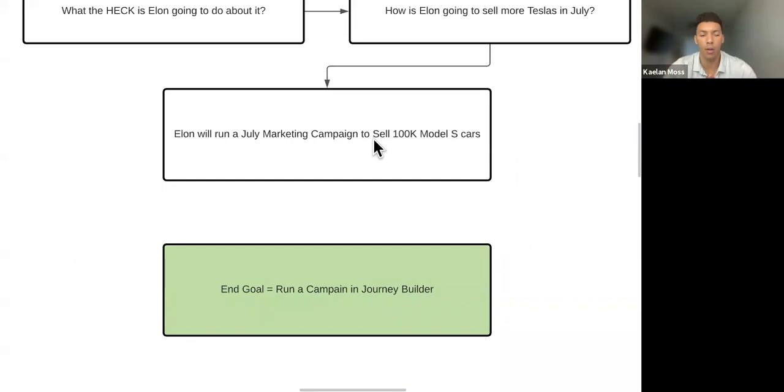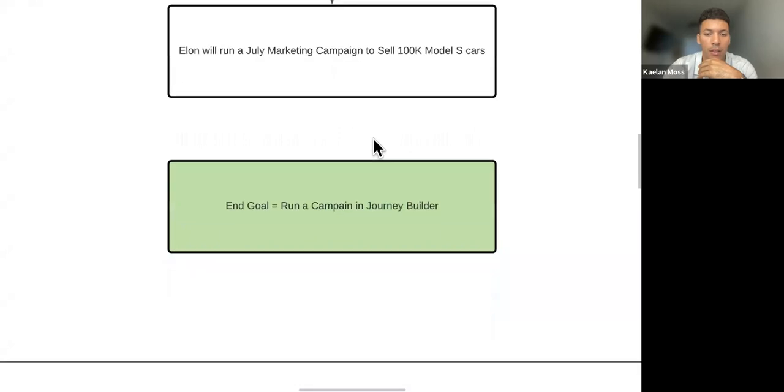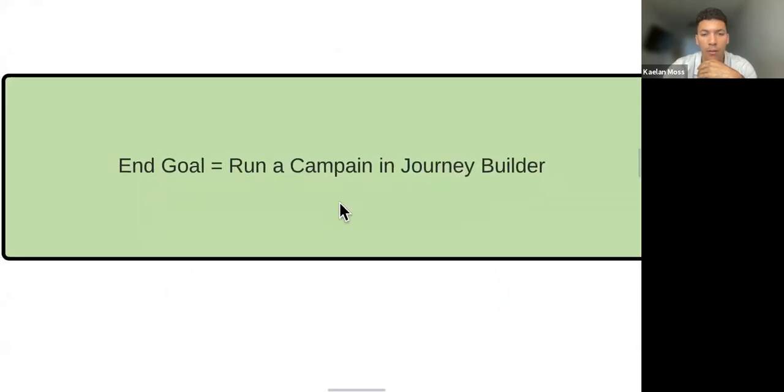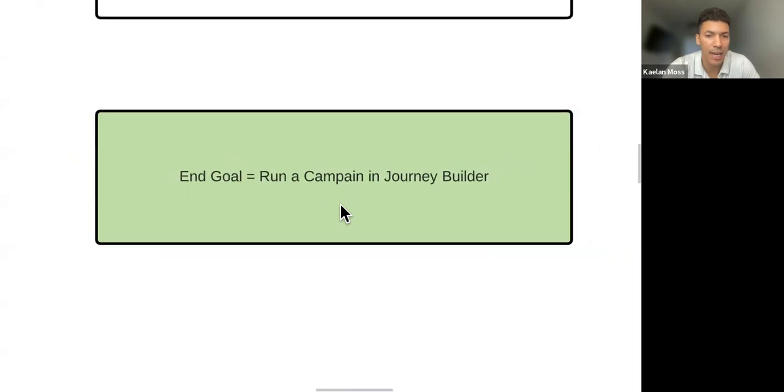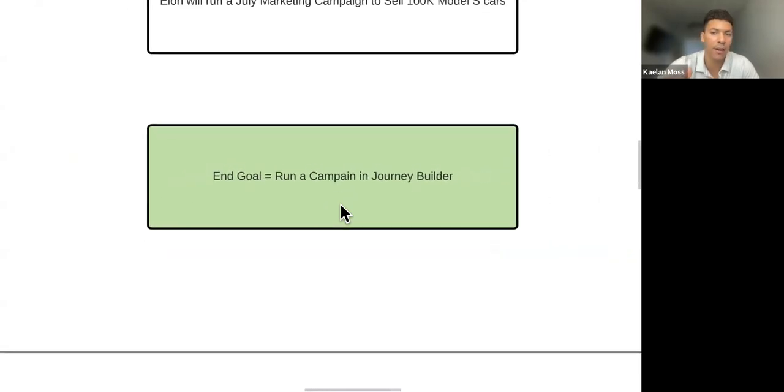What's the ultimate goal? How's he going to make that happen? How's he going to sell all those cars? So the end goal is that Elon wants to eventually run a campaign in Journey Builder. We know Journey Builder is a builder inside of Marketing Cloud. So how's he going to get to that end stage? How's he going to get to the very end part of what pretty much every company wants to do, which is run journeys in Marketing Cloud?